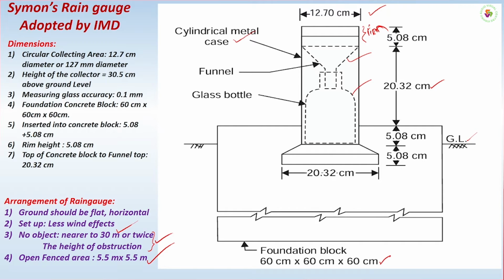So inside, what I mentioned, this glass bottle is nothing but a bottle in which, the moment rain falls, it goes through the funnel inside, and naturally it will be collected in this jar. Whatever is collected in the jar, the next day morning, every day morning at 8:30 a.m., the person will go over there, remove this and pour that water into a measuring jar. The measuring jar accuracy is 0.1 mm. He pours it into it and measures the depth of the rainfall.